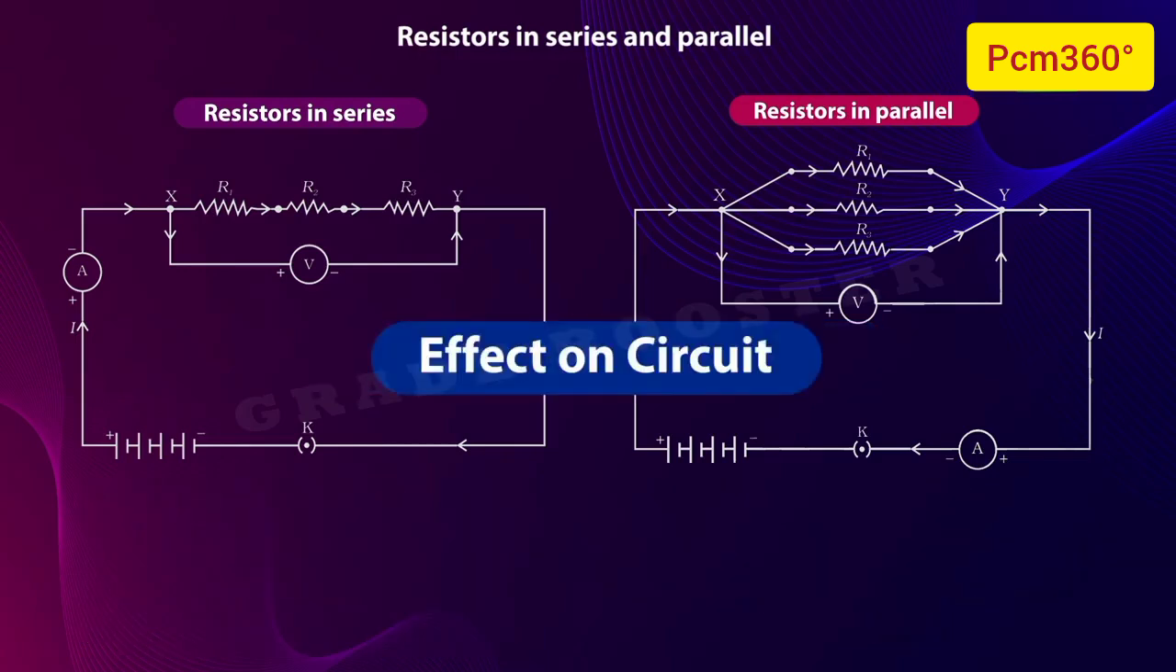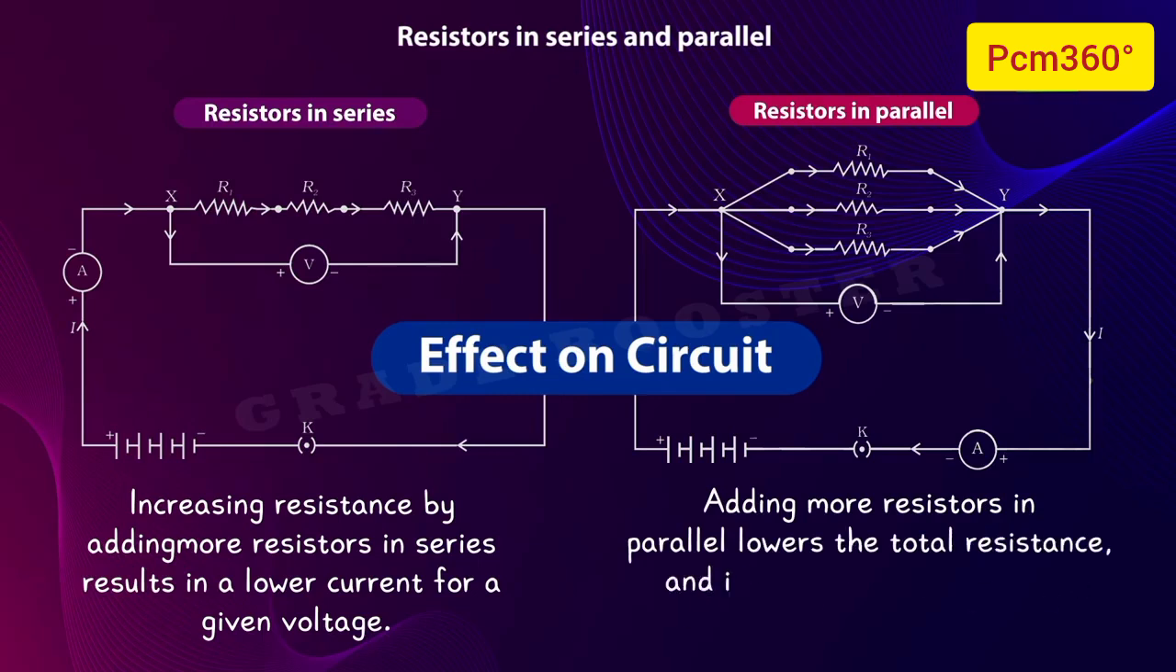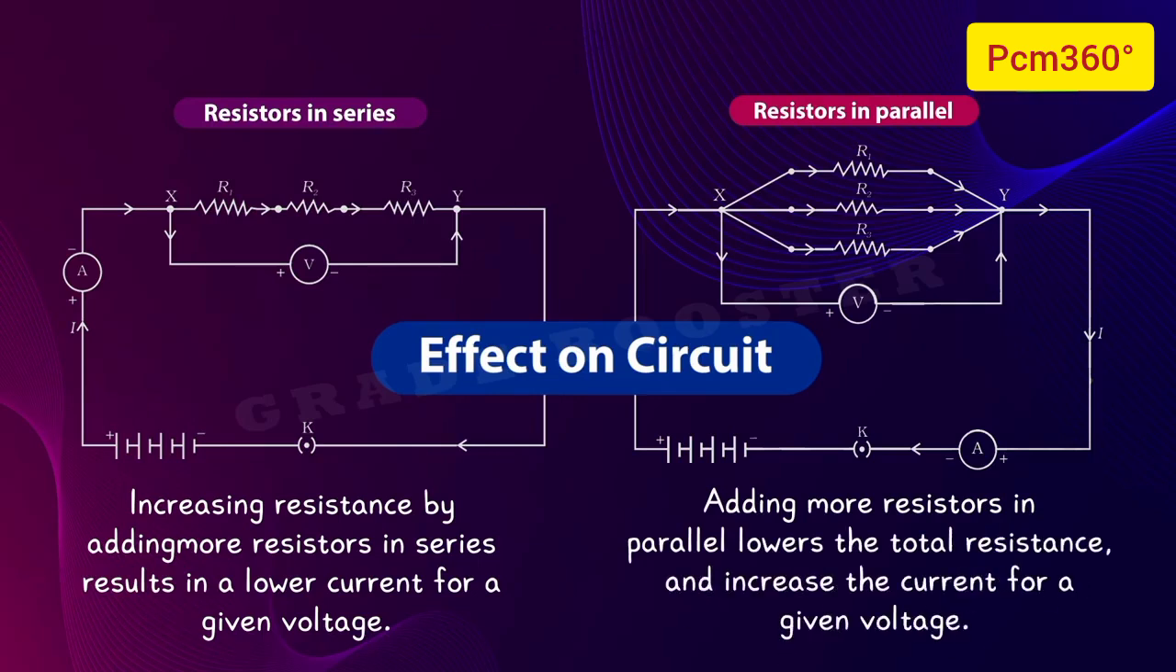Effect on circuit. Increasing resistance by adding more resistors in series results in a lower current for a given voltage. Adding more resistors in parallel lowers the total resistance and increases the current for a given voltage.